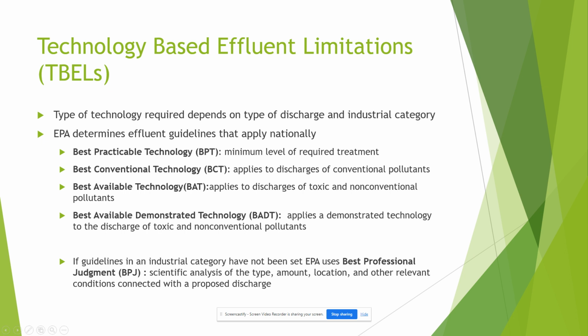Okay, now if your technology standard hasn't been set for a certain industrial category, the EPA uses what we call the best professional judgment, BPJ. So they figure out, based on this new industrial category, which level of technology should be used. So it's called the BPJ. They just kind of make a call based on their best professional judgment.